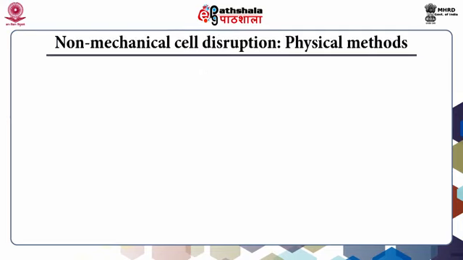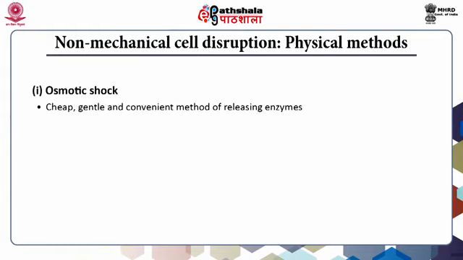The non-mechanical approaches to cell disruption are discussed in the next few slides. These can be studied under three broad categories: physical methods, chemical methods and enzymatic cell lysis methods. Under physical methods, osmotic shock is a cheap, gentle and convenient method of releasing enzyme, but has not apparently been used on a large scale.